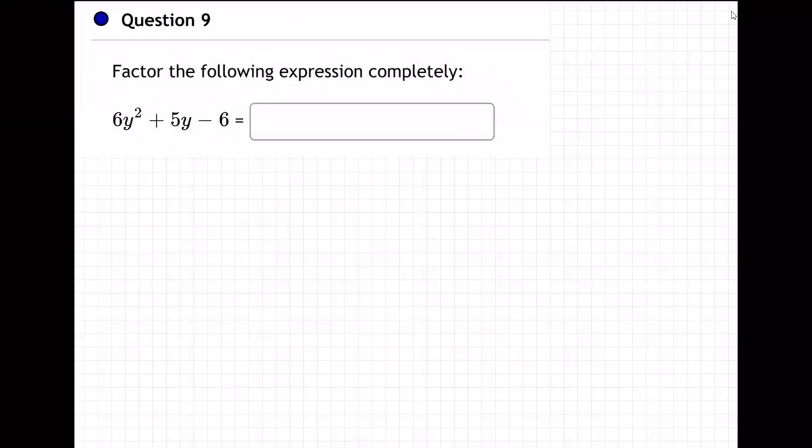Okay, so they want us to factor this completely. How do we factor this one? Well, we've got to do multiply, add, multiply. So we got to do two parentheses.